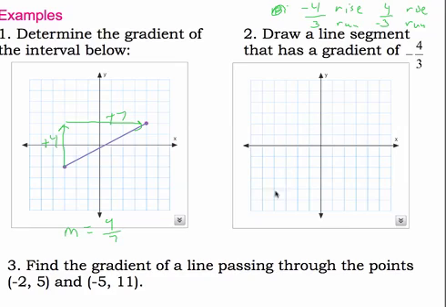We can draw a line anywhere we want. We don't have any other points, we just have the slope. So I'm just going to start with this point, and I'm going to do a rise of negative 4, that means down 4, 1, 2, 3, 4, and a run of positive 3. And you can draw a line there like that.